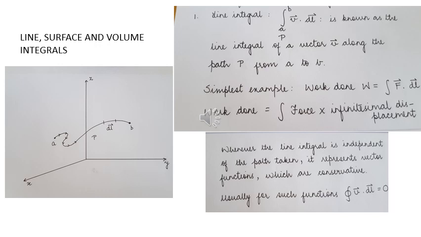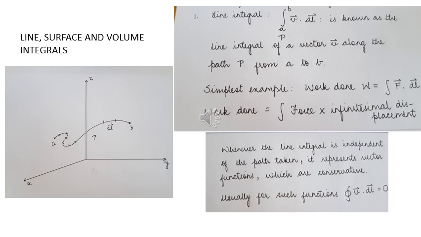If you look at the first diagram on the left, in the XYZ plane, it represents a path P taken from the point A to the point B and an infinitesimal line element dl. We can define the line integral to be an integral going from A to B of V dot dl along a path P. This represents the line integral of a vector V along the path P from A to B.